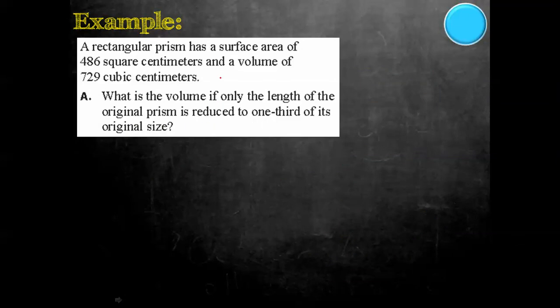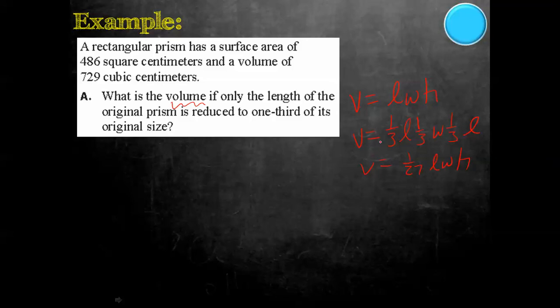Here it says a rectangular prism has a surface area of 486 square centimeters and a volume of 729 cubic centimeters. What is the volume if only the length of the original prism is reduced to 1/3 of its original size? So earlier, remember how we talked about volume? When we said if you change all of the dimensions, that means length, width, and height, then you would cube the scale factor. For example, here it says reduce it by a third. So if we were going to reduce all of them by a third, then we could have 1/3 times 1/3 times 1/3, which is 1/3 cubed, or 1/27.